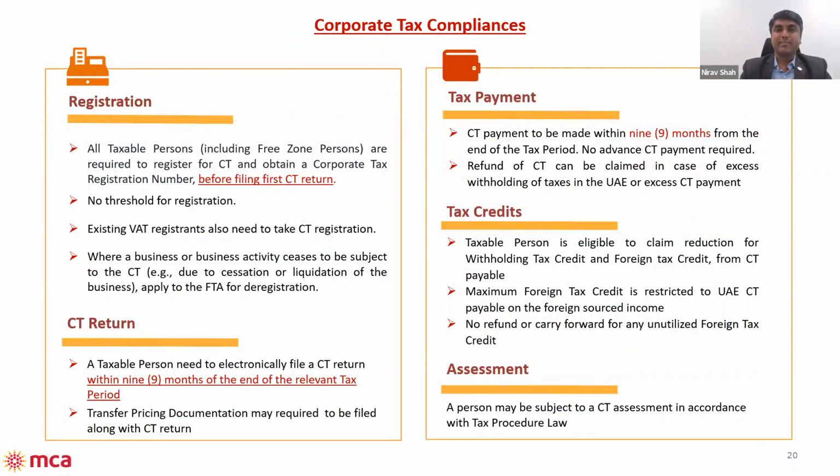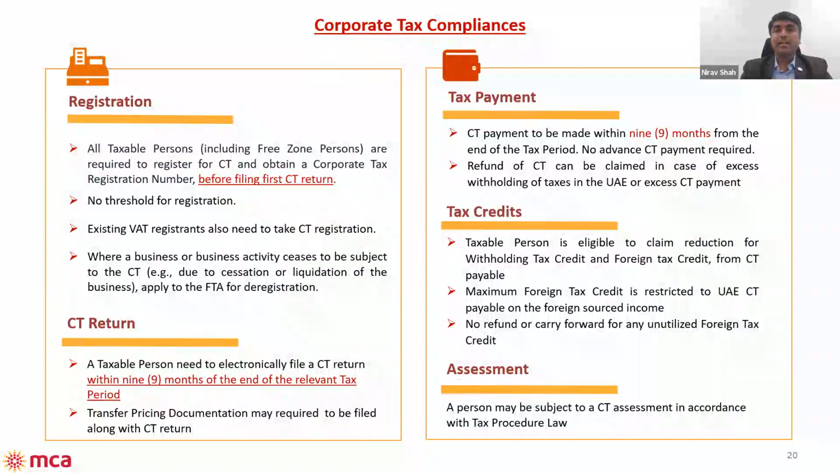Now there are a couple of compliance provisions we'll quickly cover. Registration. All taxable persons, including free zones, are required to register for corporate tax. The time limit is before filing the first corporate tax return. So we have time up to the filing of the corporate tax return to take the registration. There are no thresholds. Each and every taxable person is required to obtain a corporate tax registration. Even if we have a VAT registration, we will have to separately take a corporate tax registration because these taxes are different. And when an entity ceases the business activity and is wound up, the registration is required to be surrendered.